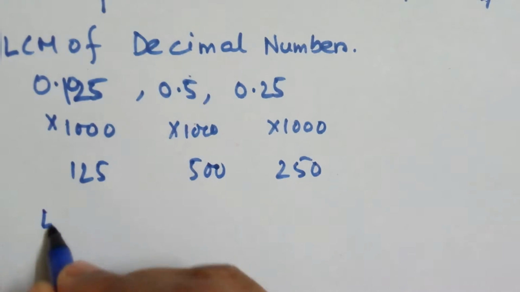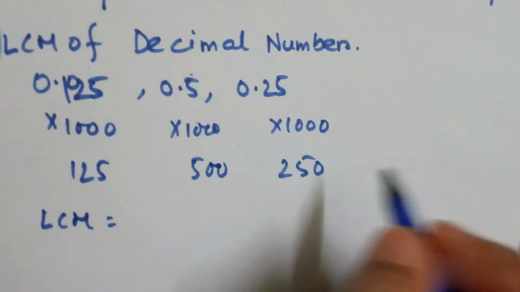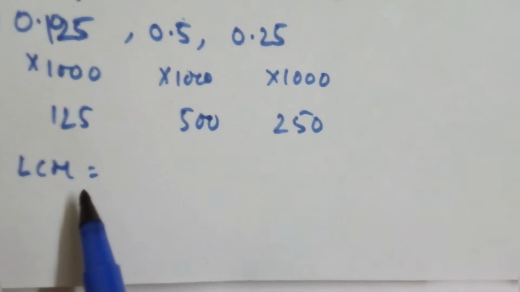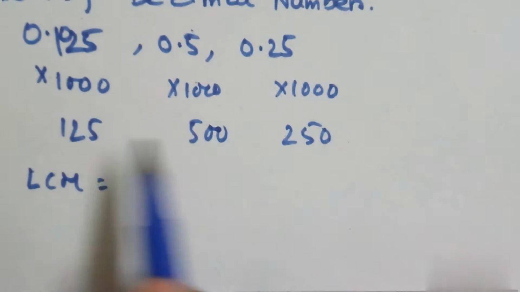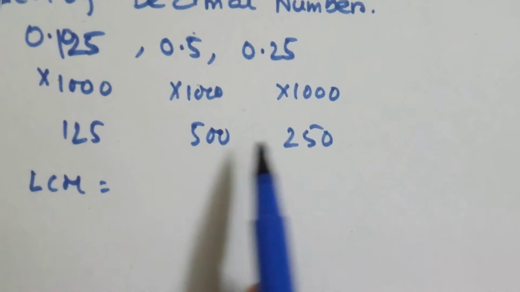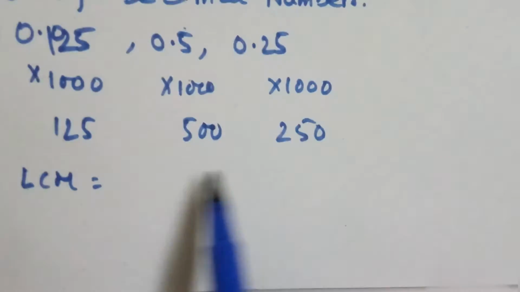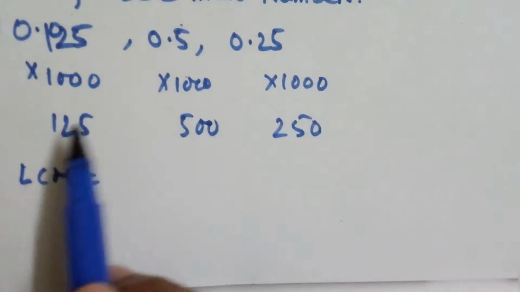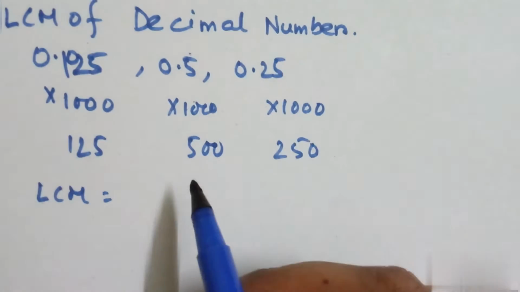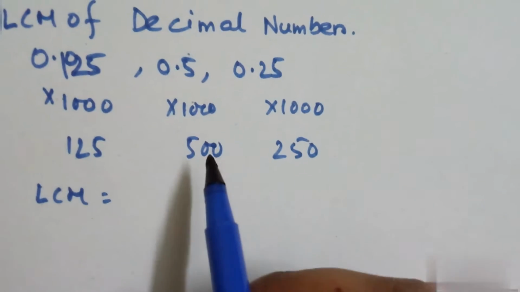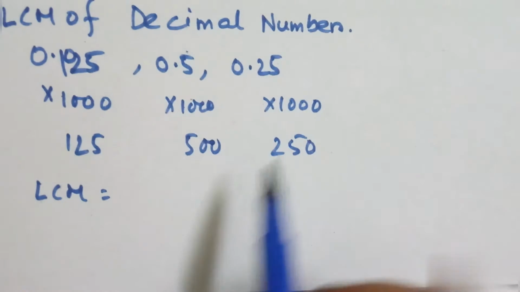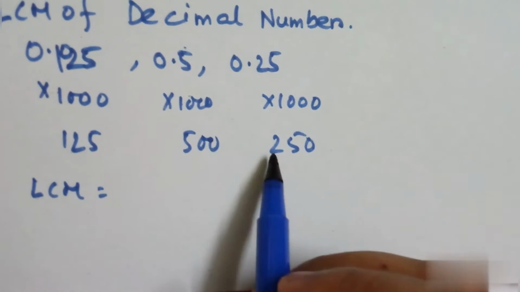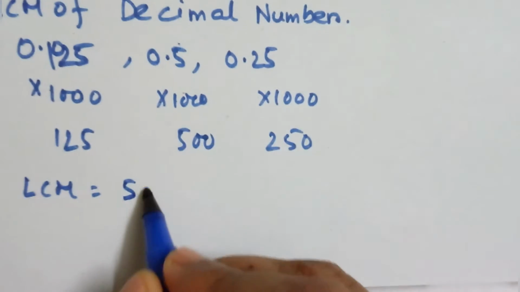Now you have to find the LCM of these numbers. The easiest way to find the LCM, I am telling you, is to first find out the biggest number among these numbers. See, the 500, it is bigger than the other numbers. Then see, this number is divisible by the other two numbers. We know that 500 is divisible by 125 and 250, so the LCM will be 500.